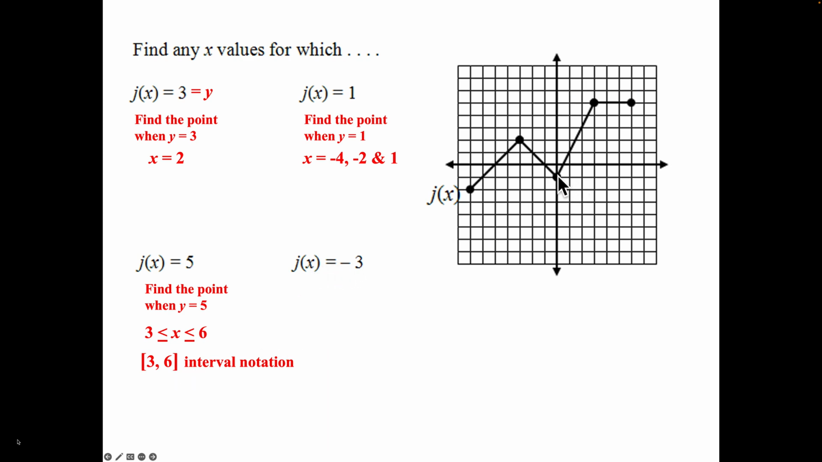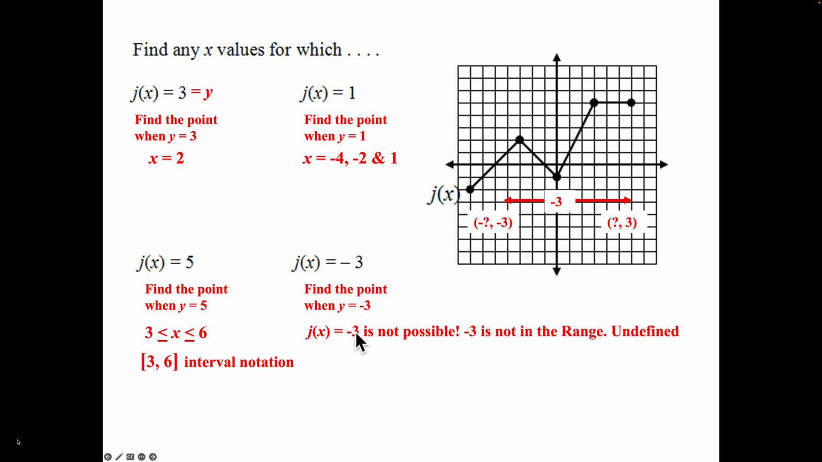All right, j of x equals negative 3. Let's count down. 1, 2, 3. Here's negative 3. But I look to the left, I look to the right. There's no points here. So if it doesn't exist, it's not possible. Undefined or DNE for does not exist.